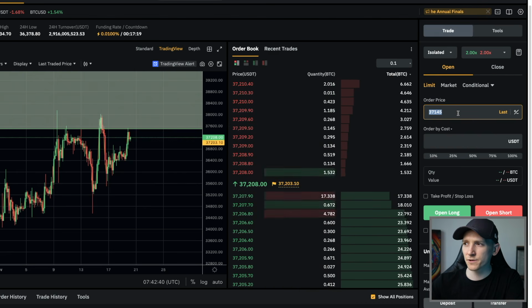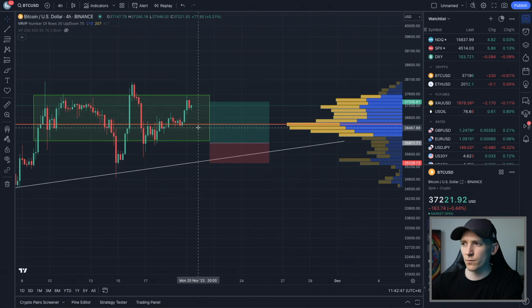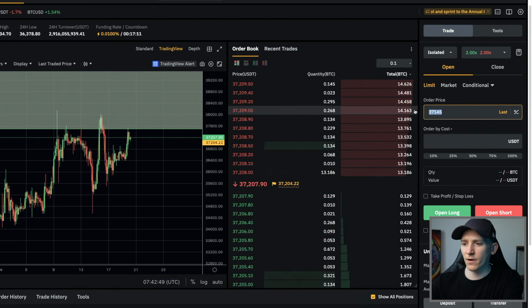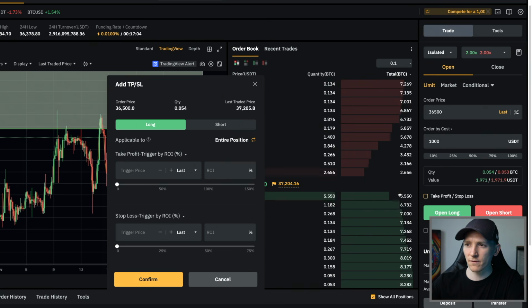So I use Bybit to trade. I'll show you here. You just enter those three positions as limit orders. Limit order, whatever the price is. So the first price would be around 36,500. If that's in, you'd put an amount in. And then you can put take profit, stop loss in if you want.